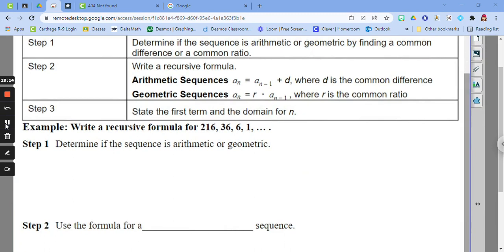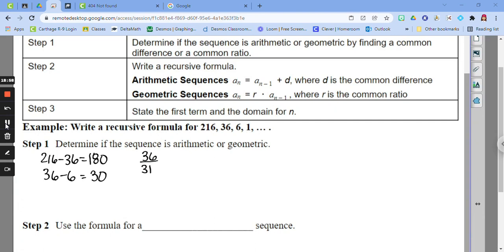So on this one, I have an idea because that's a pretty drastic change from 216 to 36 to 6. But we also can just check the math on it. 216 minus 36, let's see, 180. And then 36 minus 6, clearly not arithmetic because we're not using the same value to get to the next. So it's geometric.